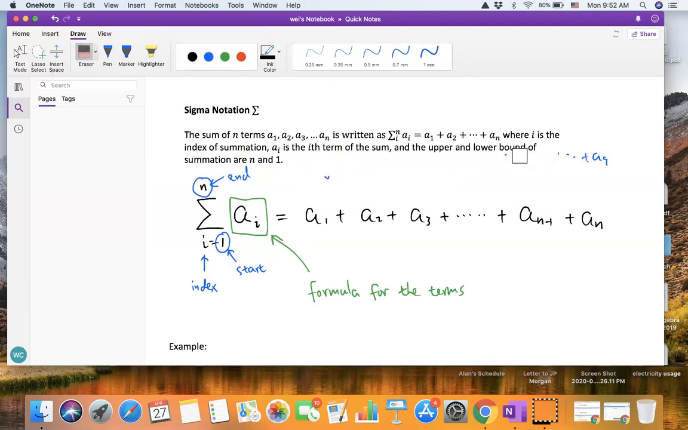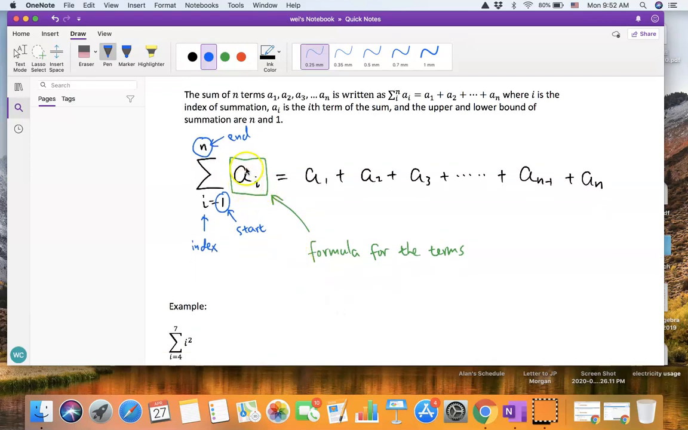And next, the a sub i. The a sub i is a formula we use for determining each term. What does this mean? We can think of a sub i as a function. In this function, the input value is i. In other words, we can see a sub i as a function of i. So when we give a different value of i, the result will be different.